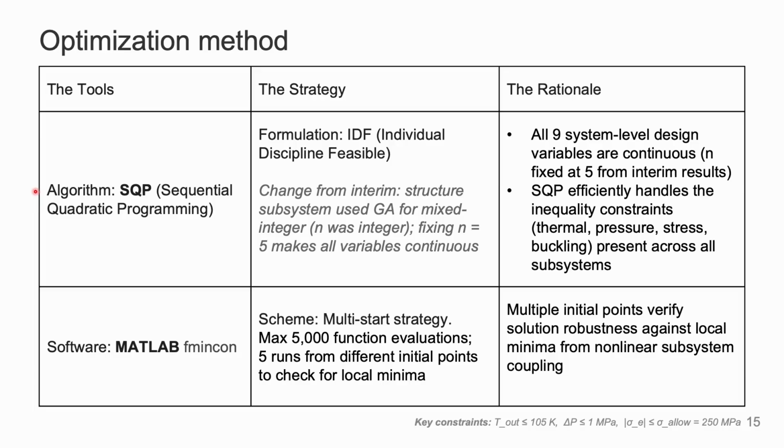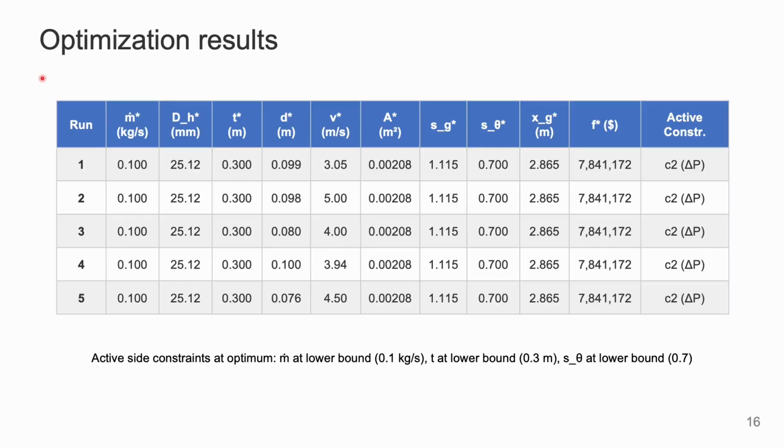For the optimization, we use MATLAB's fmincon with sequential quadratic programming under an individual discipline feasible formulation, where the optimizer handles all 9 variables simultaneously. We choose SQP because all variables are now continuous. In the interim, the structure used a genetic algorithm where n was an integer, but fixing n at 5 eliminates that. We ran 5 different initial points with up to 5,000 function evaluations each to guard against local minima from the nonlinear subsystem coupling. Here are the results from all 5 runs.